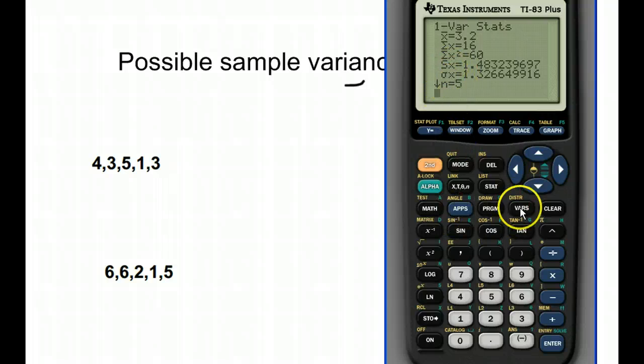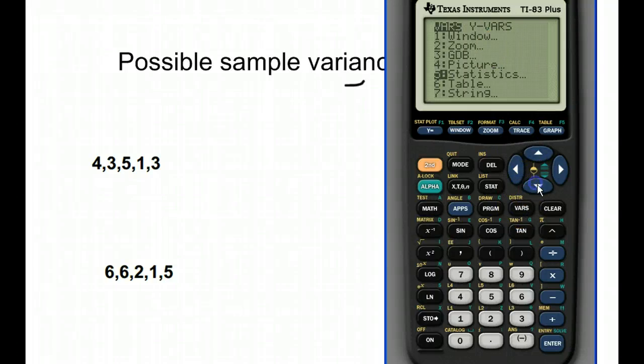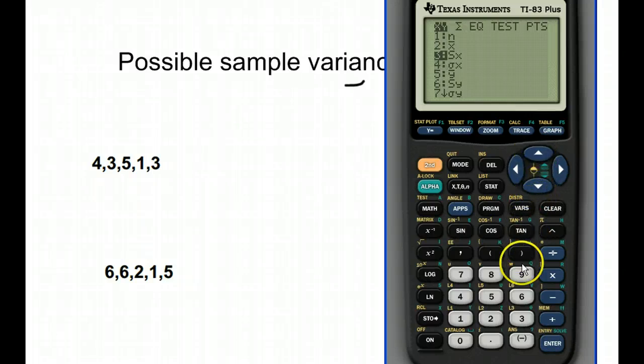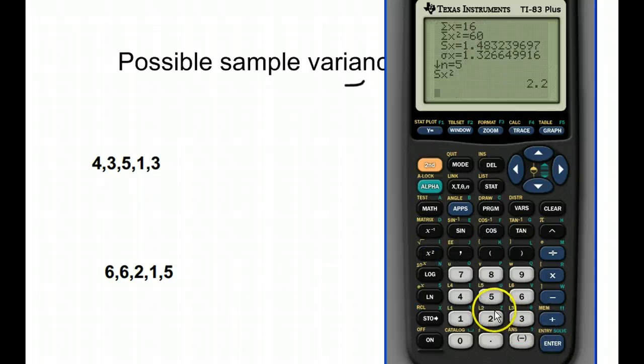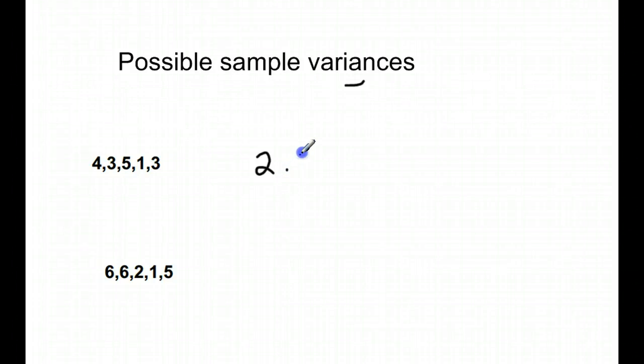So I'm going to go underneath vars. As soon as you run one variable stats, you can do this. Hit vars, scroll down to statistics, find the sample standard deviation symbol, and then square it, and you've got your variance. Okay, so our variance here is 2.2. Okay, that's S squared. Remember, S squared is your symbol for variance.